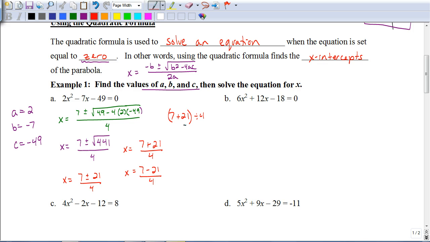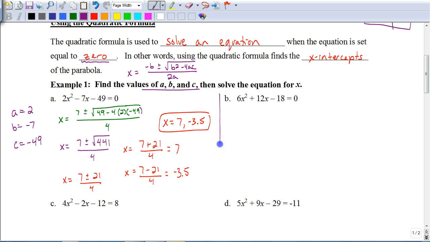So since this is contrary to order of operations, you need to put it in parentheses, or again, do it in your head, or just take 7 plus 21 if it's numbers that you can't add in your head. Type that in your calculator first, hit enter, then hit the divide button, and then divide by 4. So for this one, 7 plus 21 is 28. 28 divided by 4 gives me 7. 7 minus 21 is negative 14. Divide that by 4, I get negative 3.5. So my answers for x are 7 and negative 3.5.